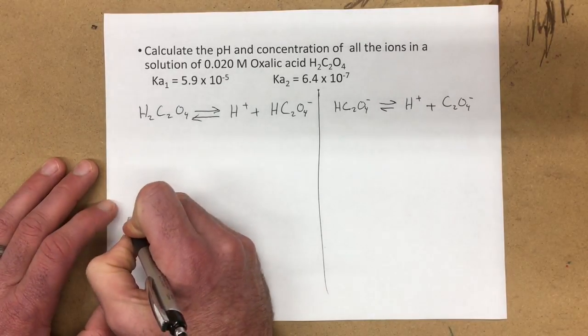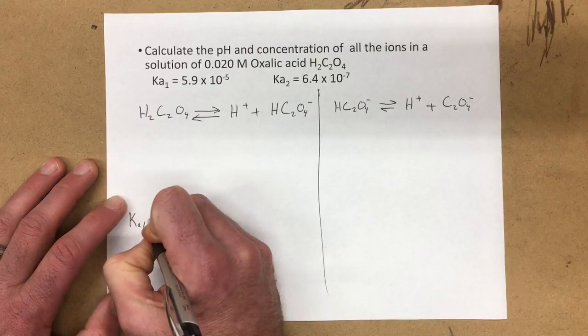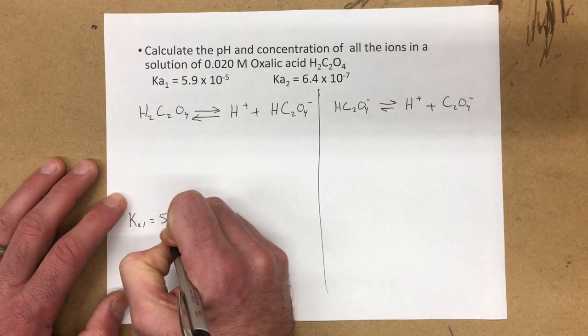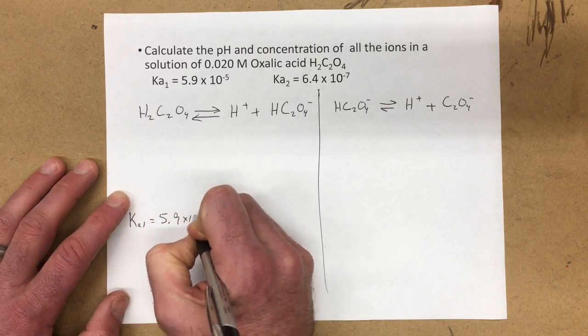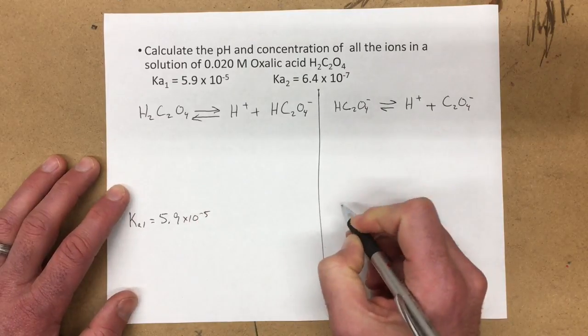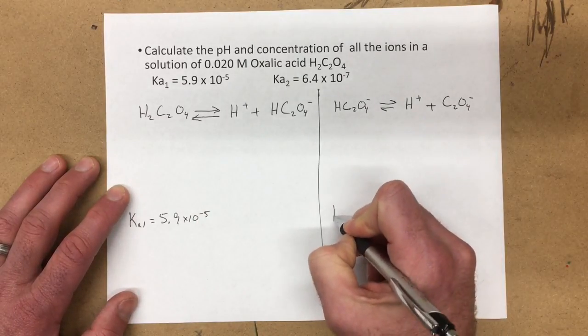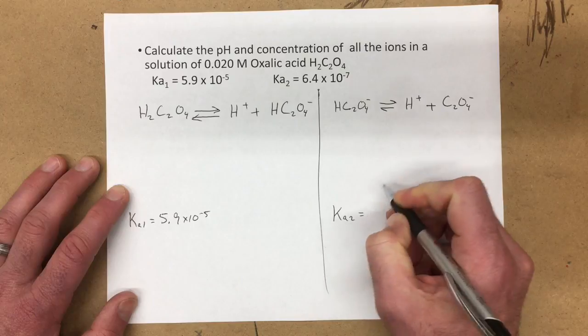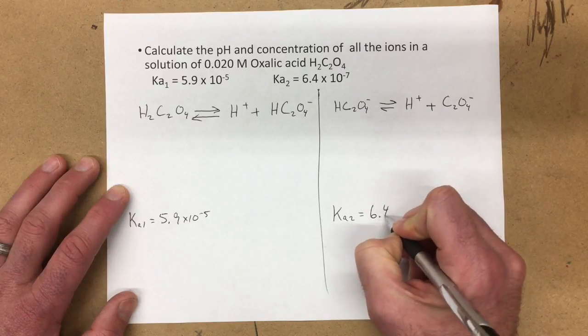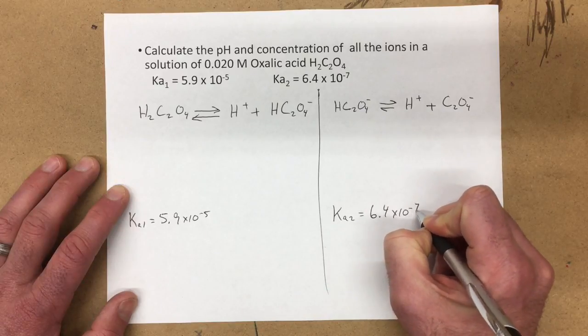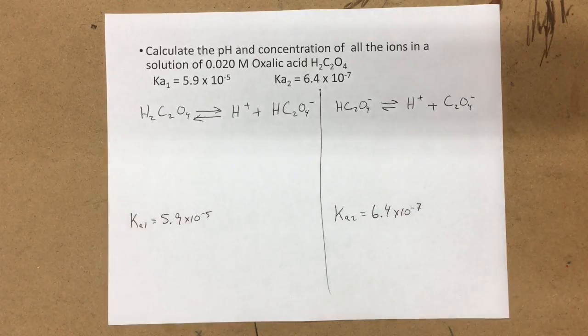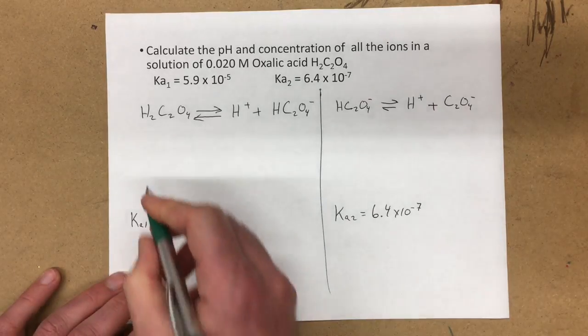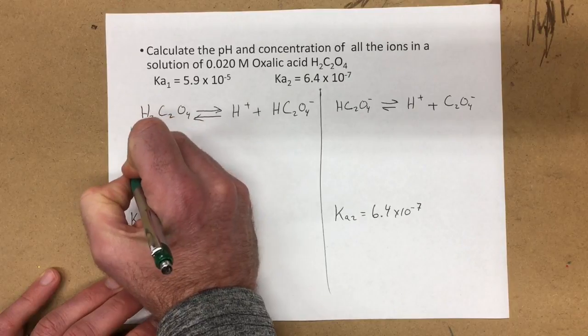This one is going to be using Ka1, which is 5.9 times 10 to the -5. And over here, this is the second dissociation, so this will use Ka2, which is 6.4 times 10 to the -7. All right, so for equilibrium problems, when we're dealing with the initial concentration and trying to find the concentration at equilibrium, we're going to need to make an ICE table.